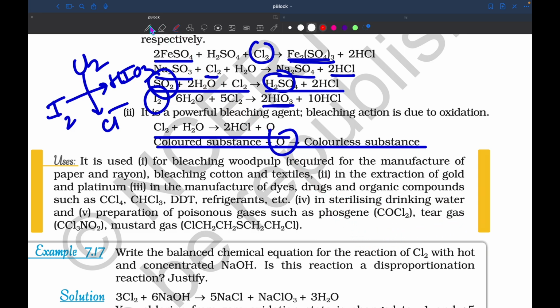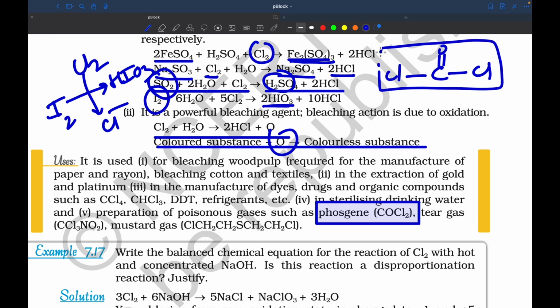Last, some poisonous gases are mentioned here. COCl2 is known as phosgene gas. Right? So carbon monoxide has two chlorines attached. Dichlorocarbonyl compound is known as phosgene gas.